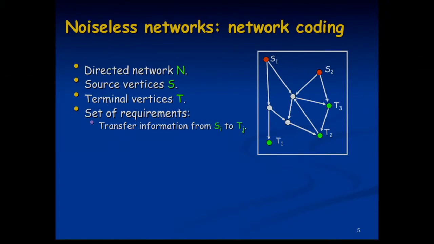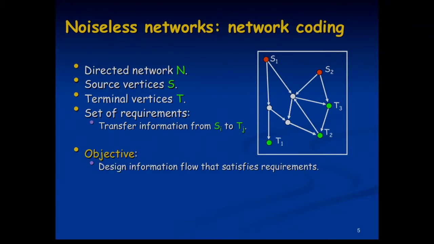So I'm going to talk mostly about noiseless networks, that is network coding. And in this setting, we're given a graph. It's a directed network. It has a bunch of source vertices, a bunch of terminal vertices. There are a bunch of requirements. This Si wants to communicate with this other Tj, and so on. And what we want to do is, of course, design some kind of flow of information over this network that satisfies the requirements. So that's the setting.